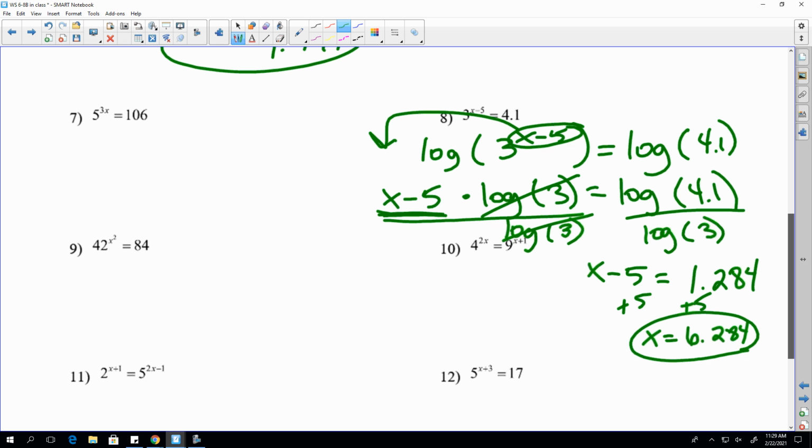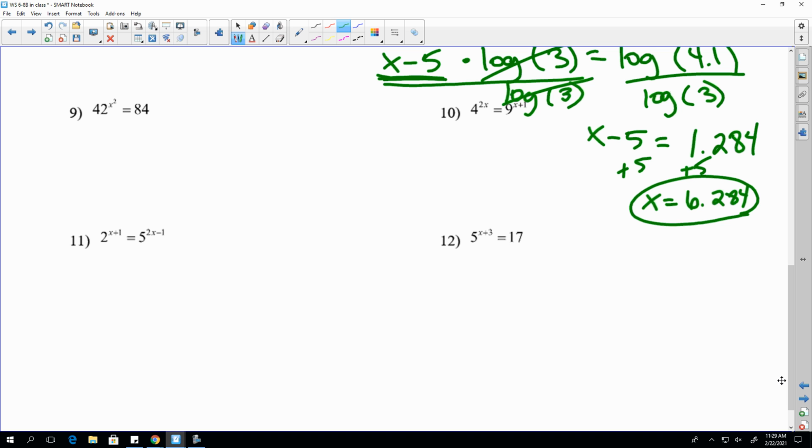I'm actually going to have you skip questions 10 and 11. No 10, no 11. And then 12 is very similar to that other one that we were just doing.